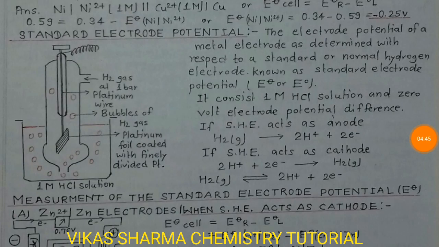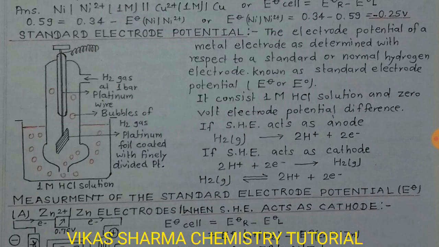Student, there is a device, the SHE, the standard hydrogen electrode, used to calculate the potential difference. The electrode potential of a metal electrode is determined with respect to a standard or normal hydrogen electrode, known as standard electrode potential and denoted by E° or E naught. It consists of 1 molar HCl solution, with 0 volt electrode potential. If SHE acts as anode, hydrogen gas converts into hydrogen ions and loses 2 electrons. If SHE acts as cathode, the hydrogen ions gain 2 electrons and convert into hydrogen gas.